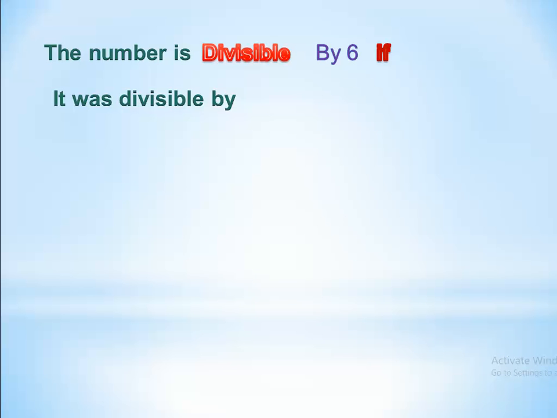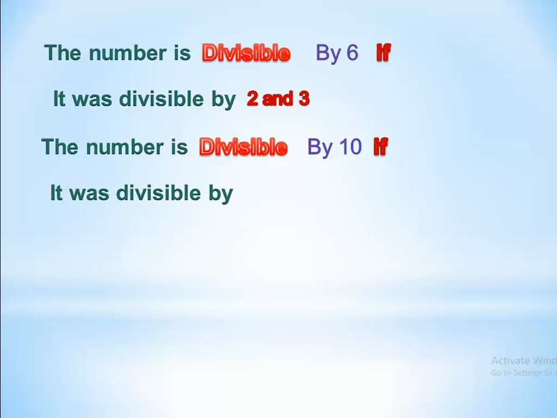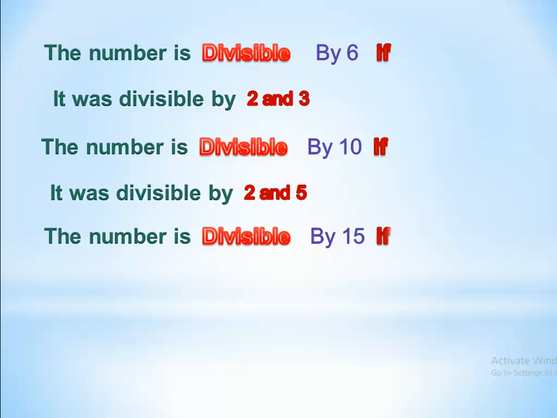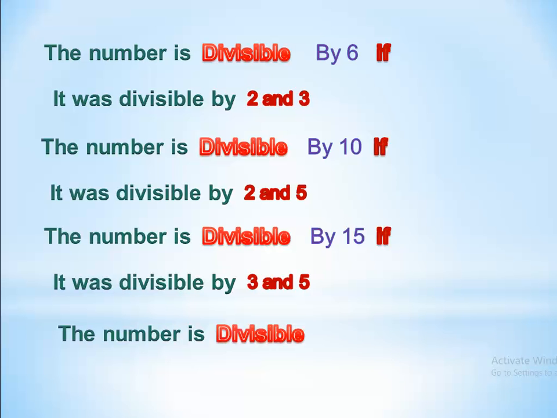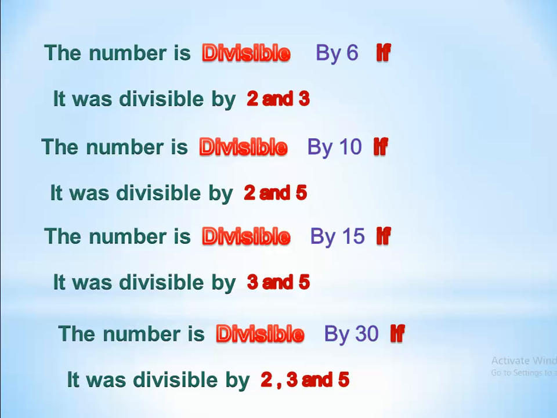So the number is divisible by 30 if it is divisible by 2 and 3 and 5. Okay, let's revise. The number is divisible by 6 if it is divisible by 2 and 3. The number is divisible by 10 if it is divisible by 2 and 5. The number is divisible by 15 if it is divisible by 3 and 5. The number is divisible by 30 if it is divisible by 2 and 3 and 5.